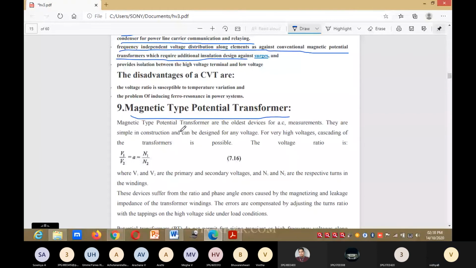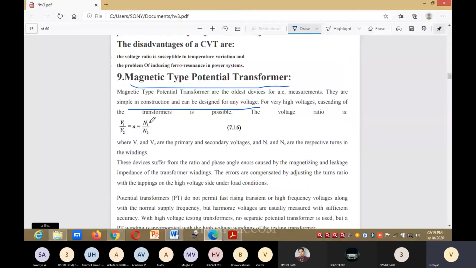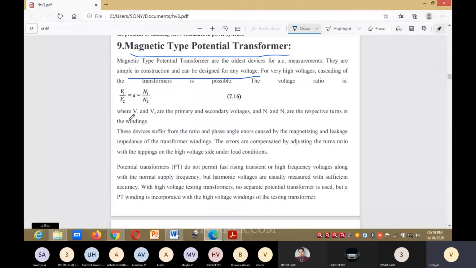Next, the magnetic type potential transformer. Magnetic type potential transformers are the oldest devices for AC measurements. They are simple in construction and can be designed for any voltage. For very high voltage, cascading of the transformers is possible. The voltage ratio V1 divided by V2 is equal to A, which is equal to N1 divided by N2, where V1 and V2 are the primary and secondary voltages, and N1 and N2 are the respective turns in the windings.